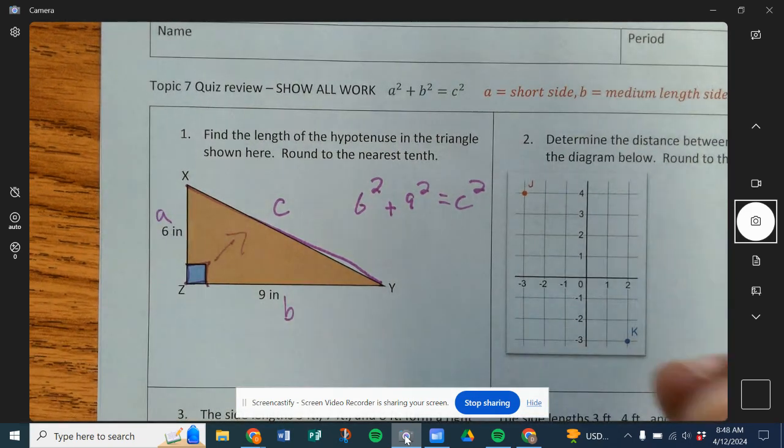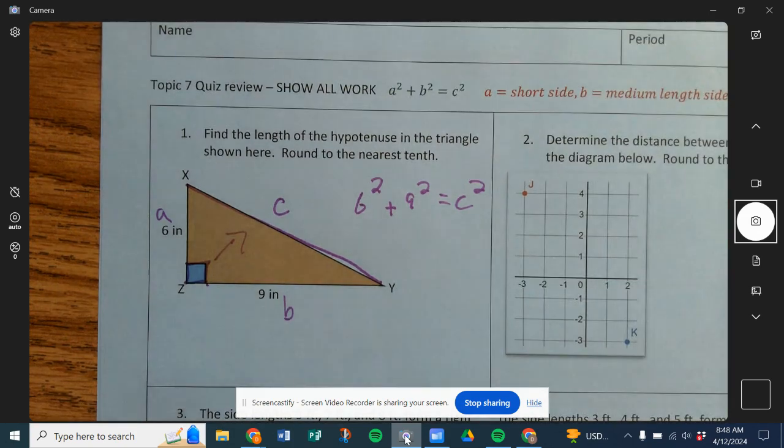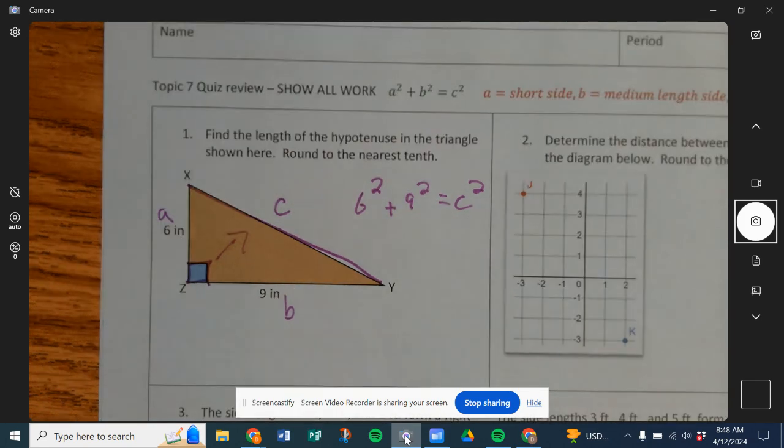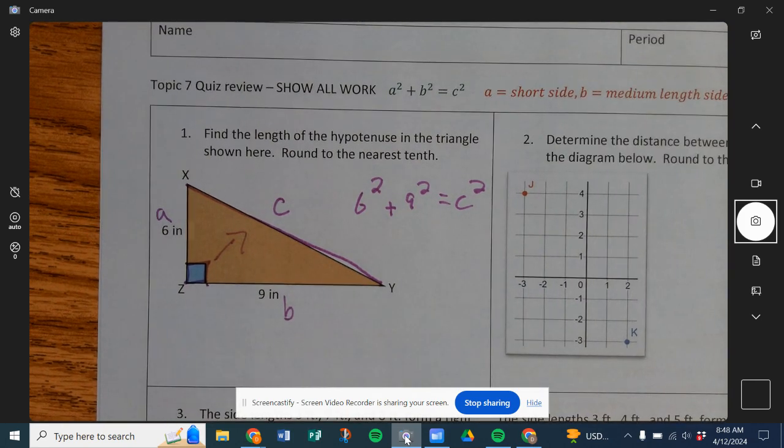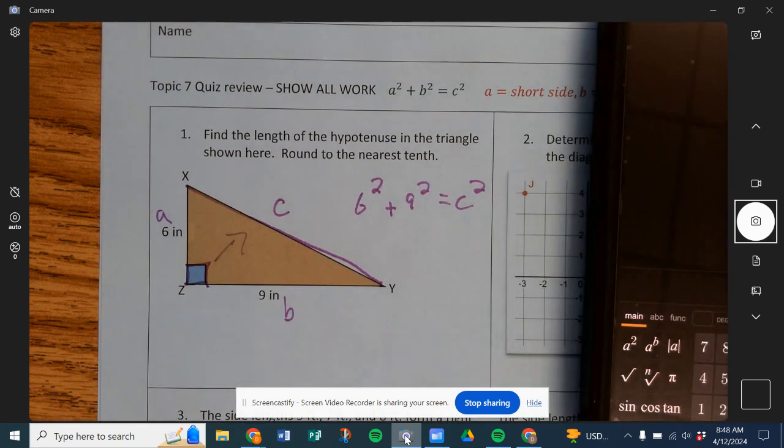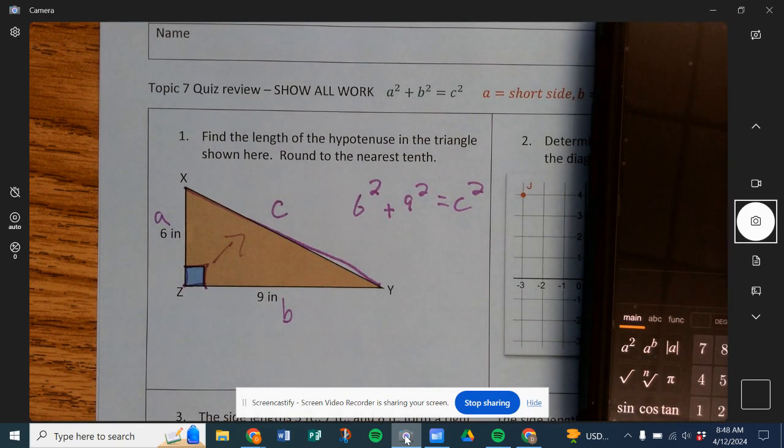Let me grab two things. Sorry. Calculator and ruler. Ruler for a different problem, but calculator for this problem. Of course, I'm going to be using the Desmos Scientific Calculator because it's the best calculator for free that you can get. Okay, 6 squared.